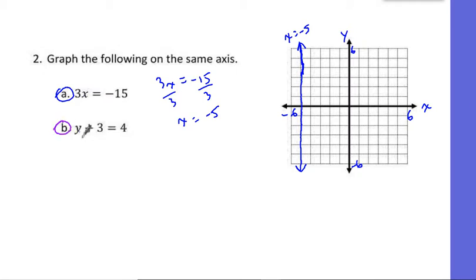Letter B, y plus 3 equals 4. We need to get y by itself. We'll subtract 3 from both sides. Y equals 1. It does not matter what x is. There is no x variable for us to substitute. Y is always 1. So we go to the y-axis and find 1 and graph our line from there. Y equals 1.